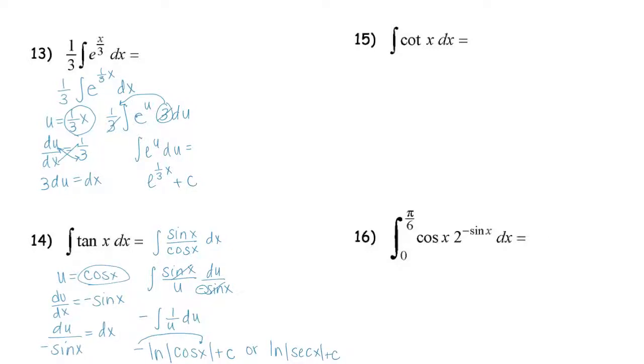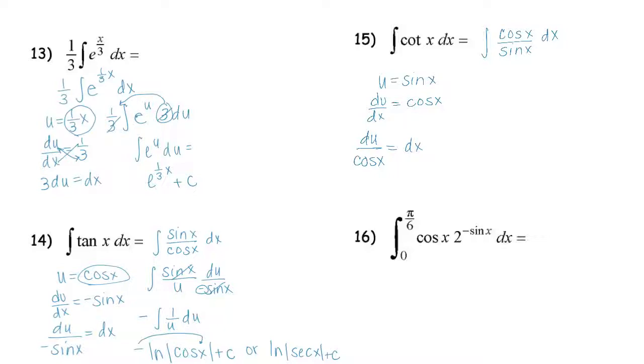All right, moving on to our next problem. For cotangent, we can do something very similar. We can go ahead and rewrite this. We're going to do the integral, and this is going to be cosine over sine. And again, we can do a u sub. I'm going to let u be sine of x. So du dx is going to be cosine x. And so solving for this, we're going to have du over cosine x equals dx.